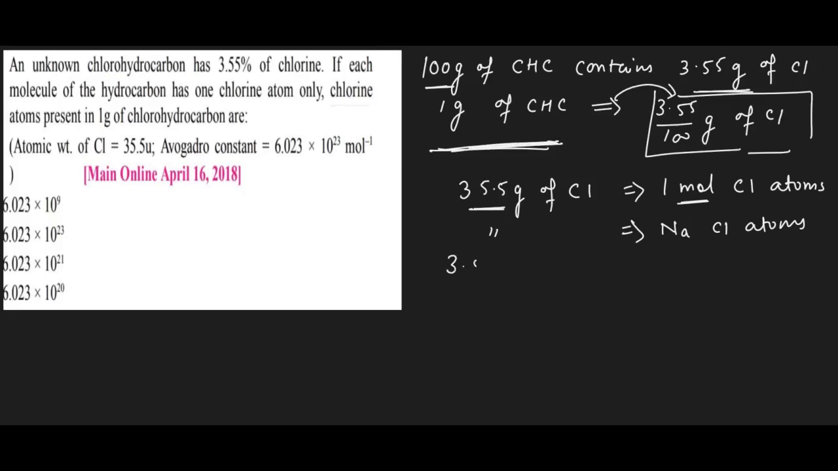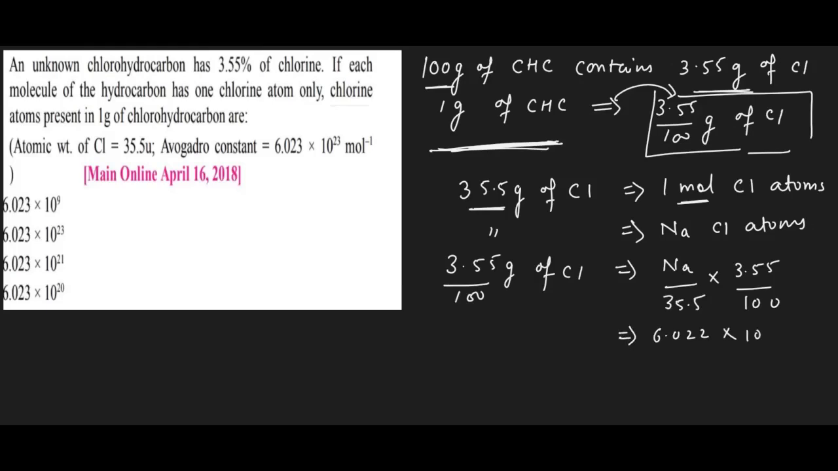So I can write that 3.55 upon 100 grams of chlorine will contain how many chlorine atoms? It will contain Na upon 35.5 into 3.55 divided by 100. So when I solve, I will get the answer 6.022 into 10 raised to the power 20 atoms. So this is the final answer of this question. That means option 4 is correct.